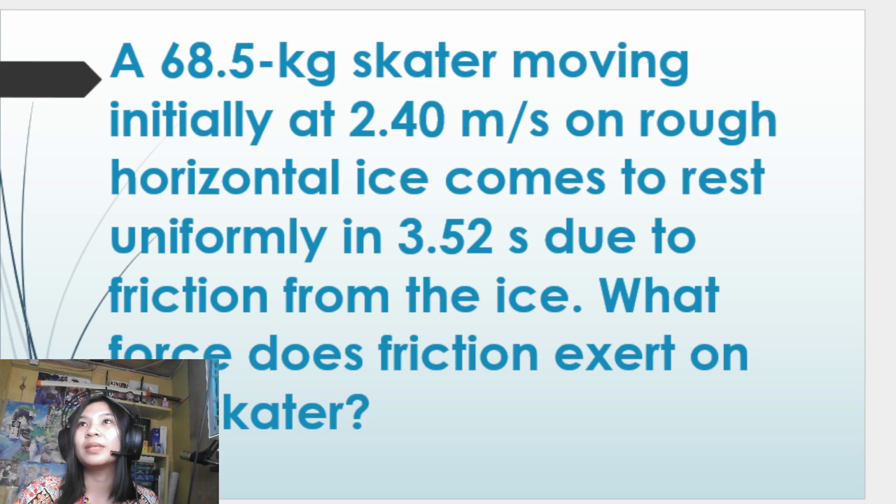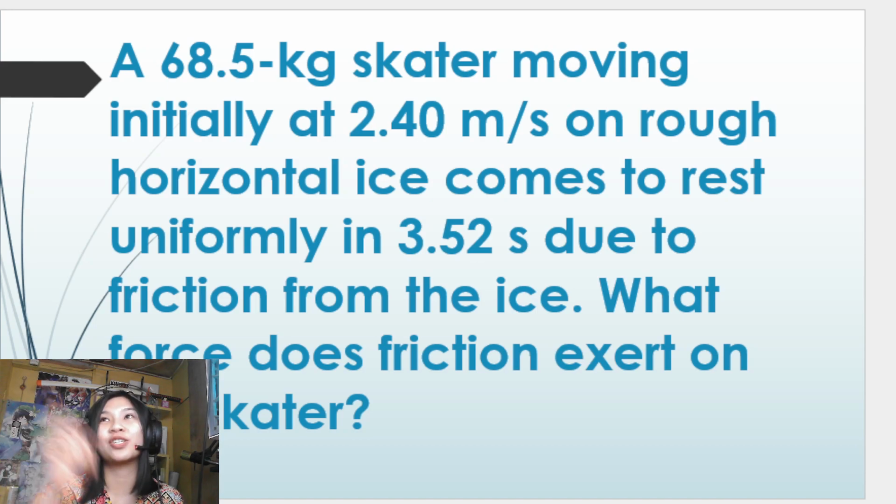Okay, another one. A 65 kilogram skater moving initially at 2.4 meters per second on a rough horizontal ice comes to rest uniformly in 3.52 seconds due to the friction from the ice. So what force does friction exert on the skater? So here, we are looking for the friction.